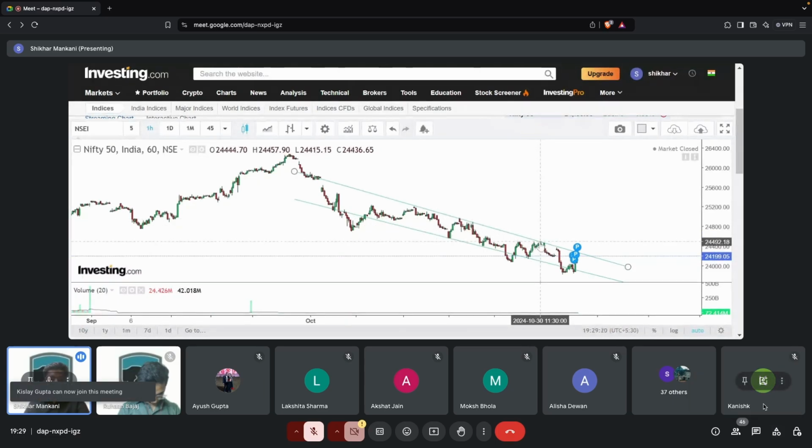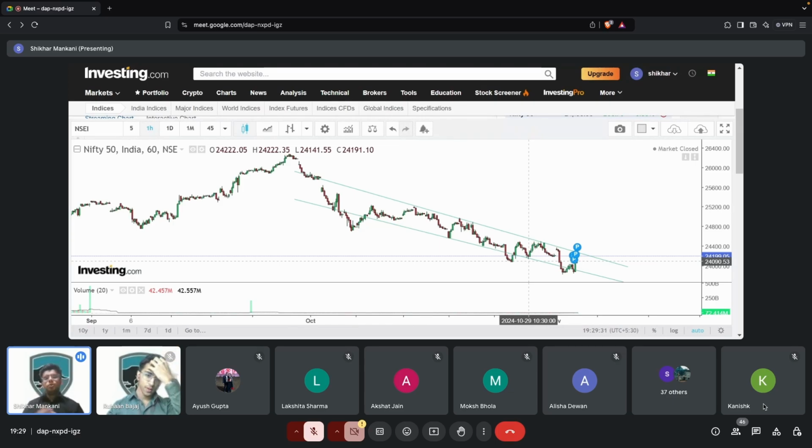So while this trend was going on, a trader could identify this point and keep a short sell, and then he could keep his targets here, at the previous lows. That is how you use a downtrend. So again, it's the complete opposite of an uptrend.